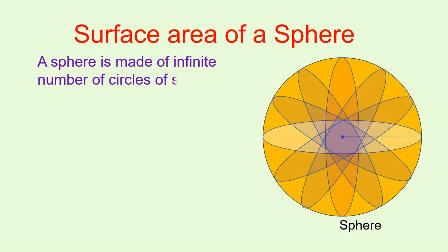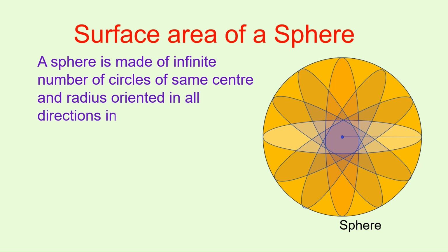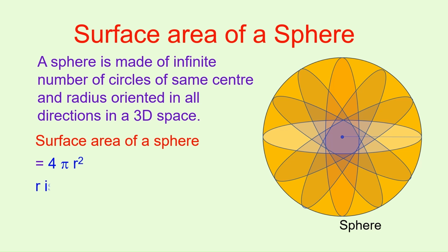Surface area of a sphere. A sphere is made of an infinite number of circles of the same center and radius oriented in all directions in 3D space. Surface area of the outer surface of a sphere of radius r equals 4 times pi times r squared.